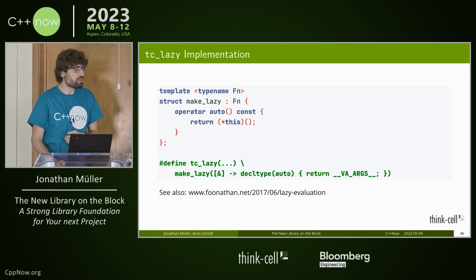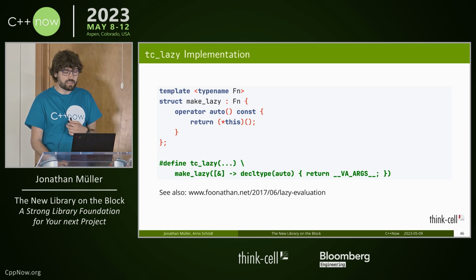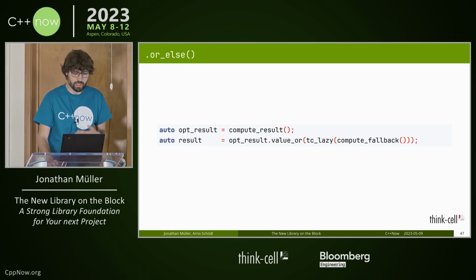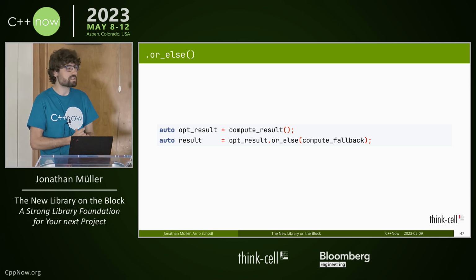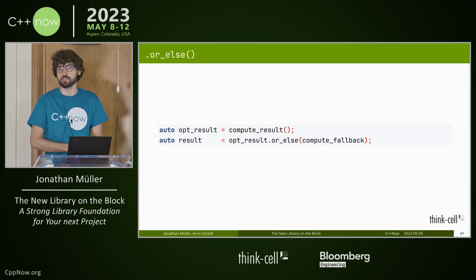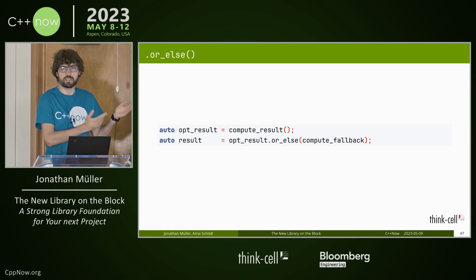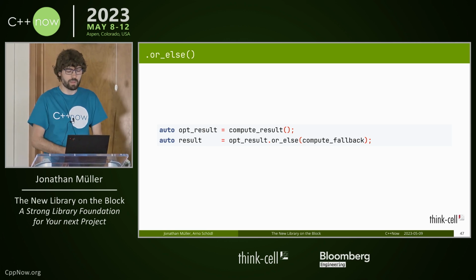In the particular case of value or, since C++23, it's no longer necessary though. You can just call, so value or TC lazy is or else in C++23. So or else is like value or, but instead of a value, it takes a function, and it will invoke that function, just like we hacked around using TC lazy.